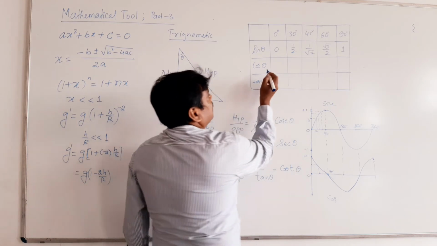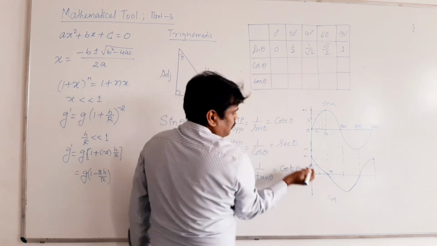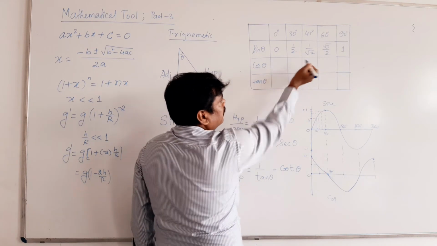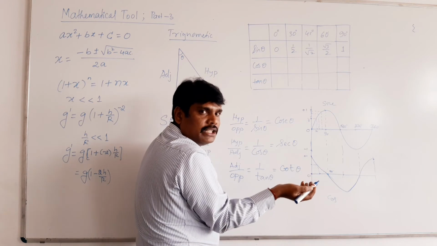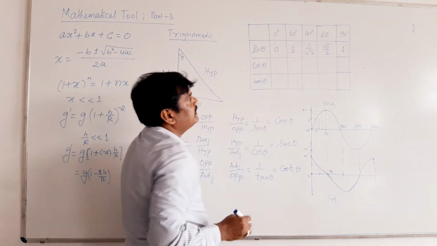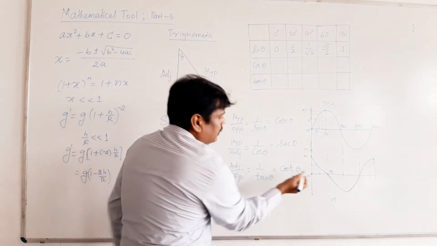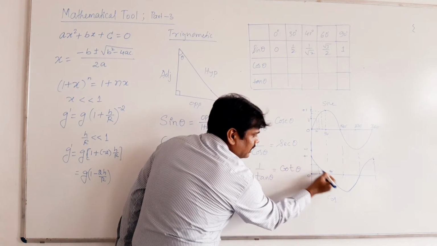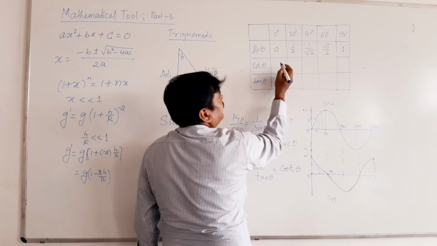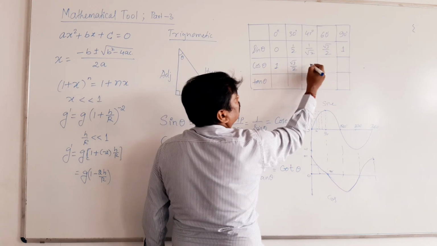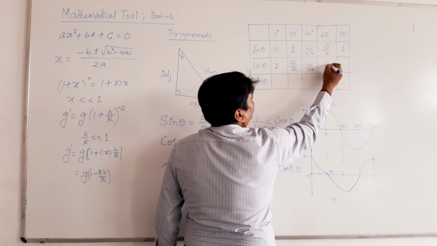See, for 90 degree it is +1. For 60 degree it is √3 by 2. For 45 degree it is the same value, sin 45 is equal to cos 45. For 30 degree it should be half. Like that it is decreasing. That's why we have to write 1, √3 by 2, 1 by √2, 1 by 2, 0.